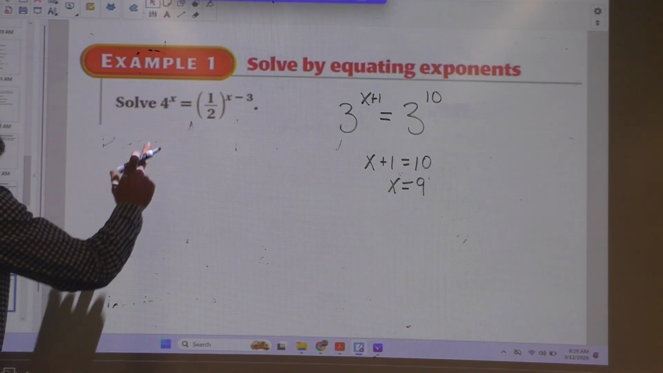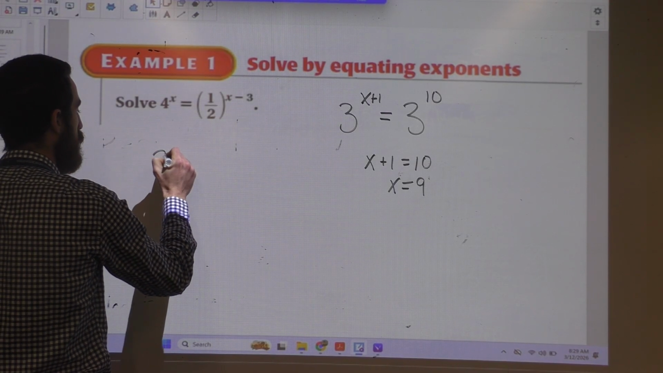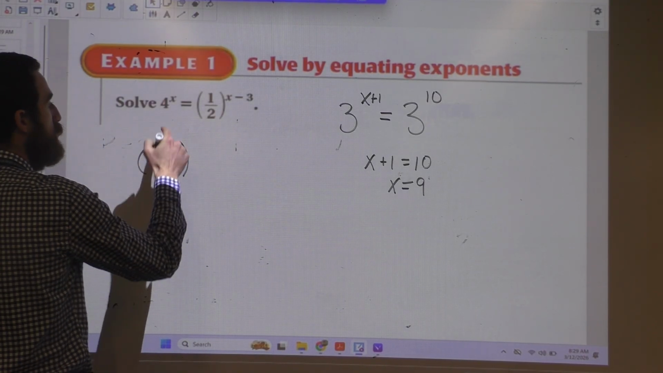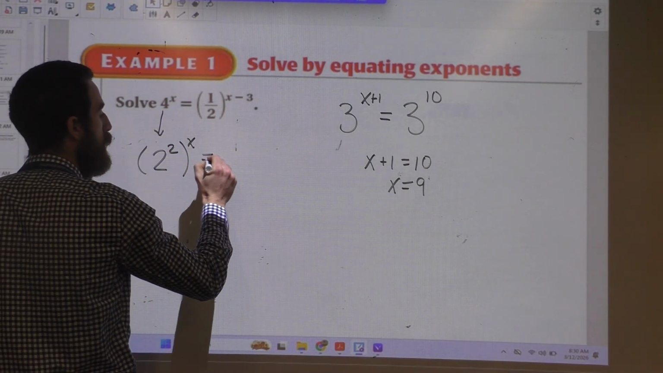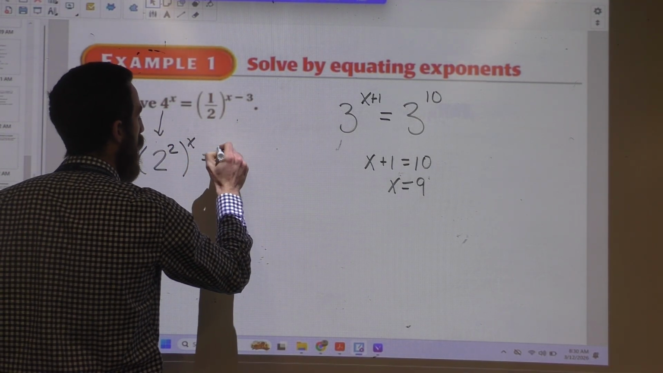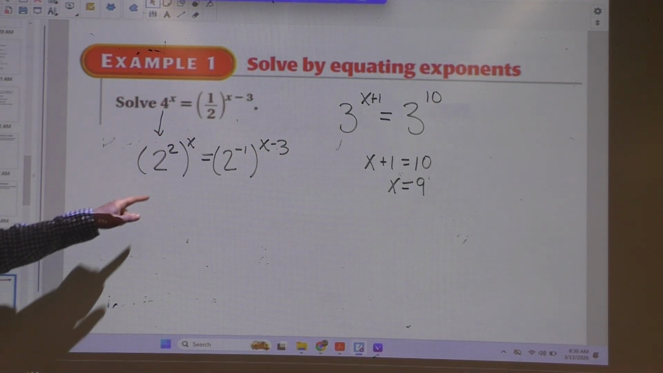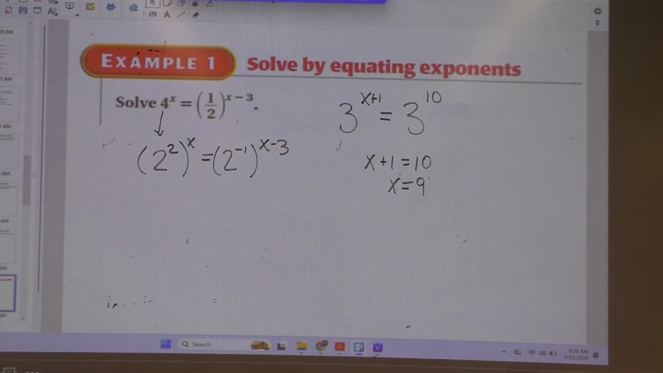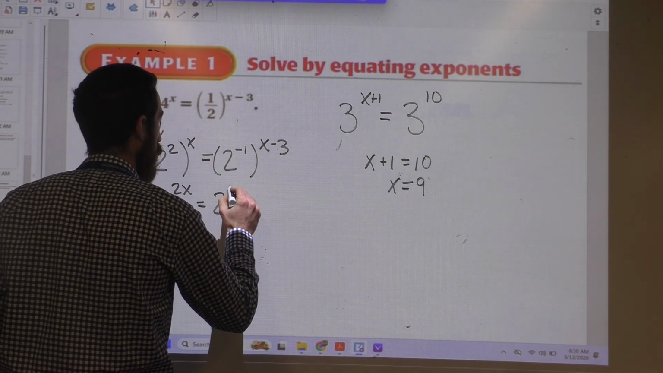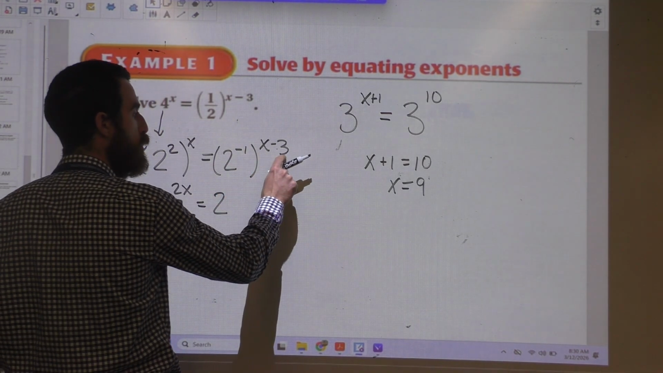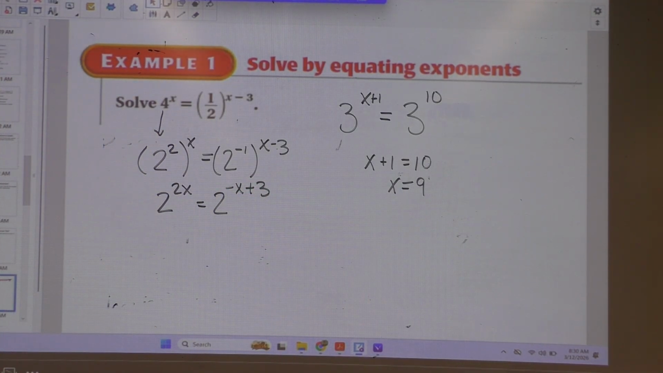We don't have a common base because here's a 4 and here's a 1/2. But I know that both 4 and 1/2 are powers of 2 and can be written as such. So I can rewrite this 4 right here as 2 to the 2nd, and that is raised to the x. I'm keeping the exponent the same. And then I can write 1/2 as 2 to the -1st power, and that is raised to the same exponent, x minus 3. So I've essentially substituted for 1/2 and for 4. Then I can use exponent rules to rewrite this, both as a power of 2. And this is -1 multiplied by x minus 3. So that becomes -x plus 3, because I have a power to a power.